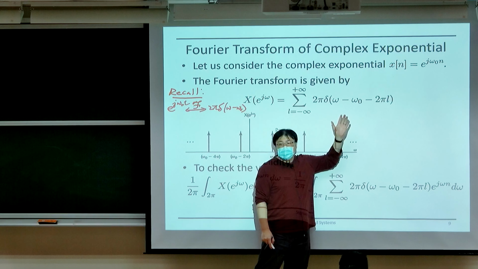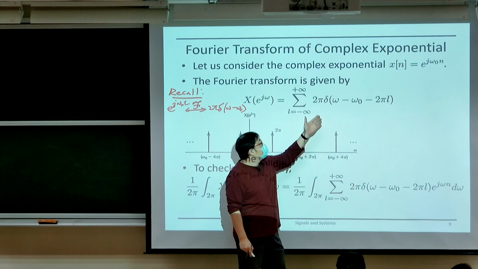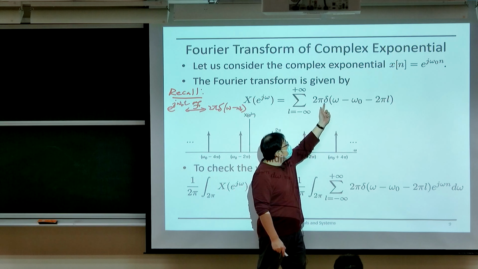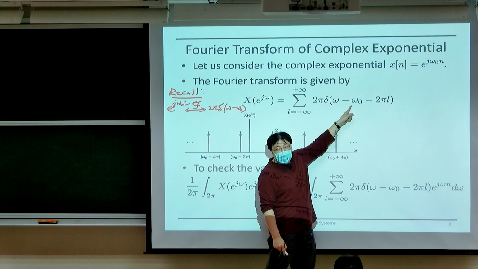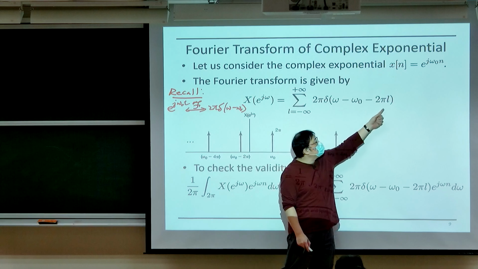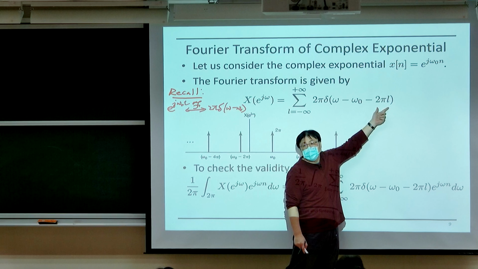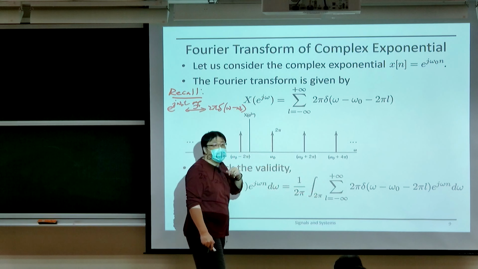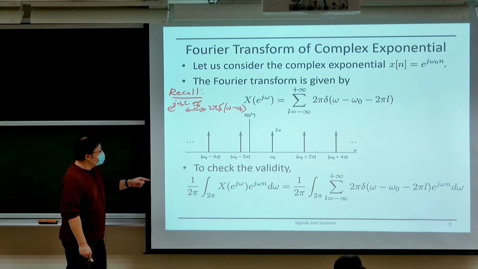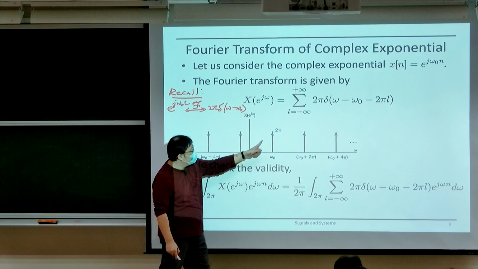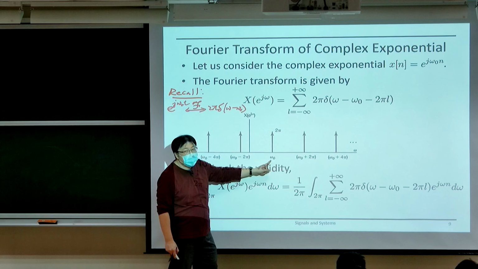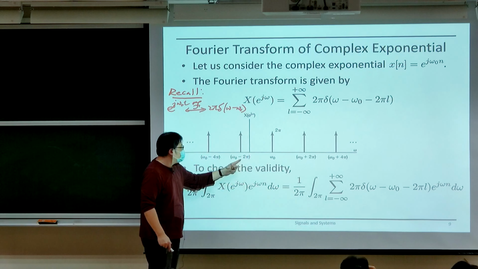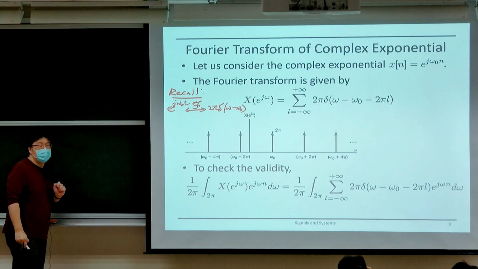The only difference is that in the discrete time case, the spectrum is periodic with period 2 pi. So not only do we have a delta at omega naught, actually we should also have one at every integer multiple of 2 pi away from omega naught. So this is what you get: a delta at omega naught, and then you repeat this at every integer multiple of 2 pi.